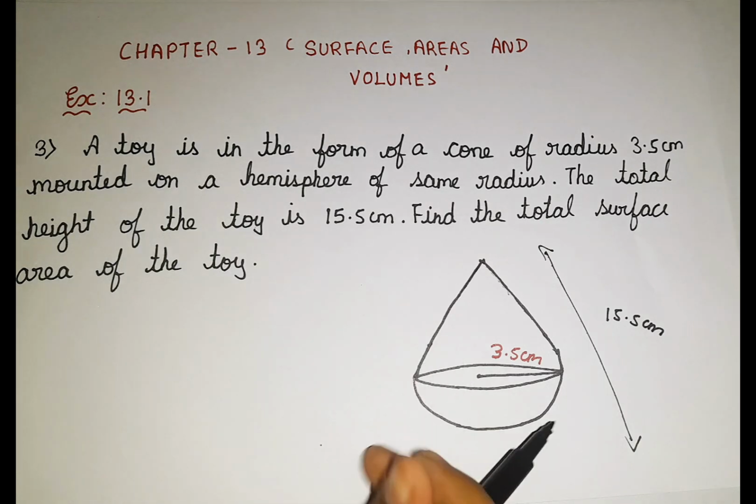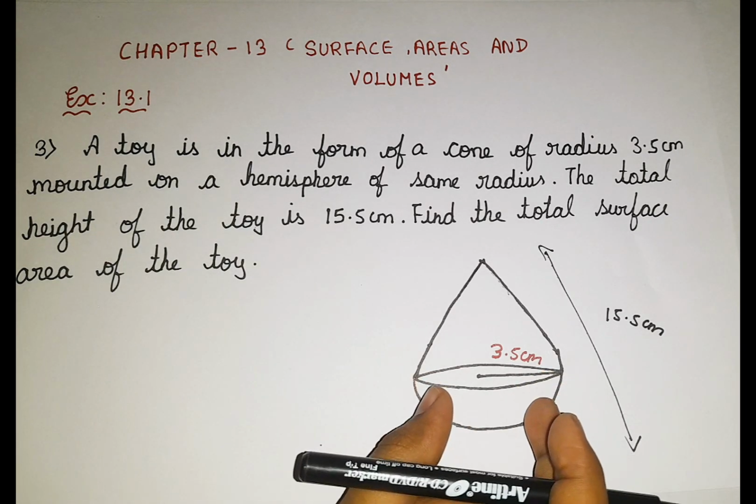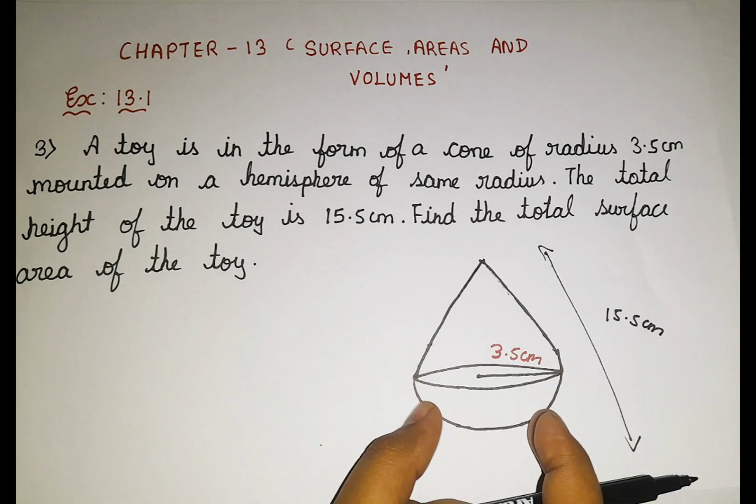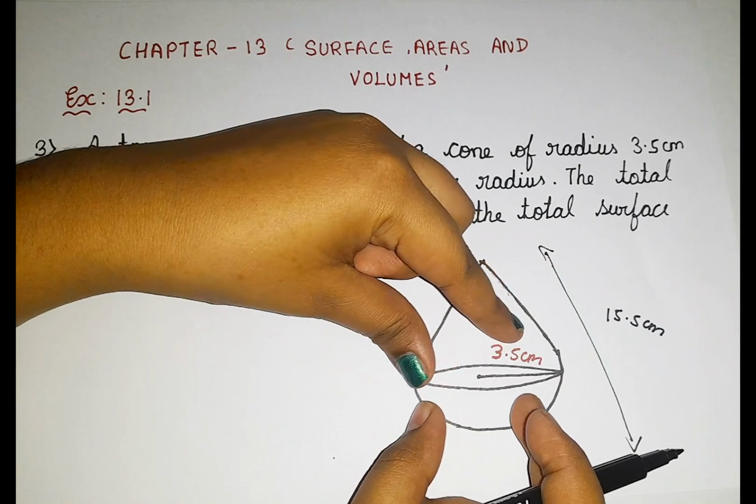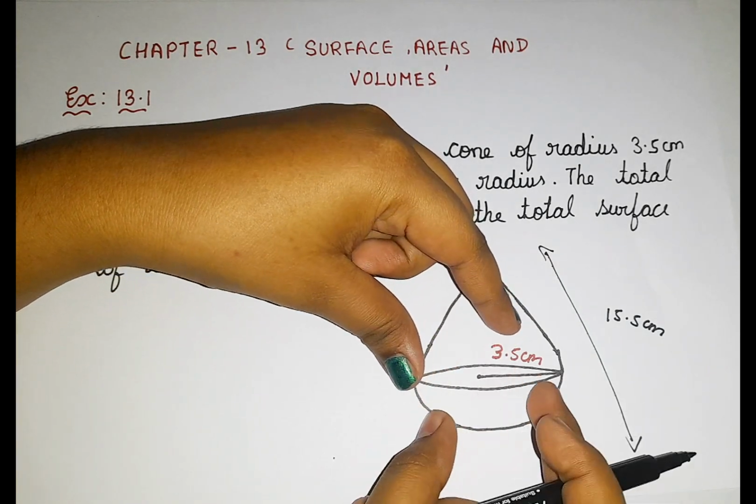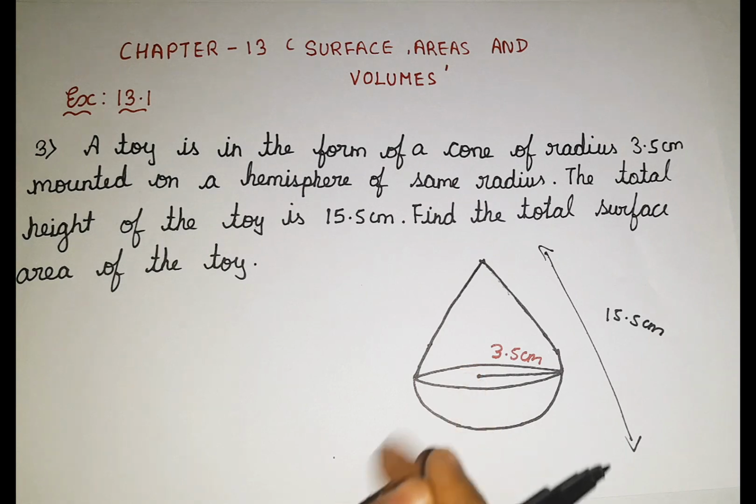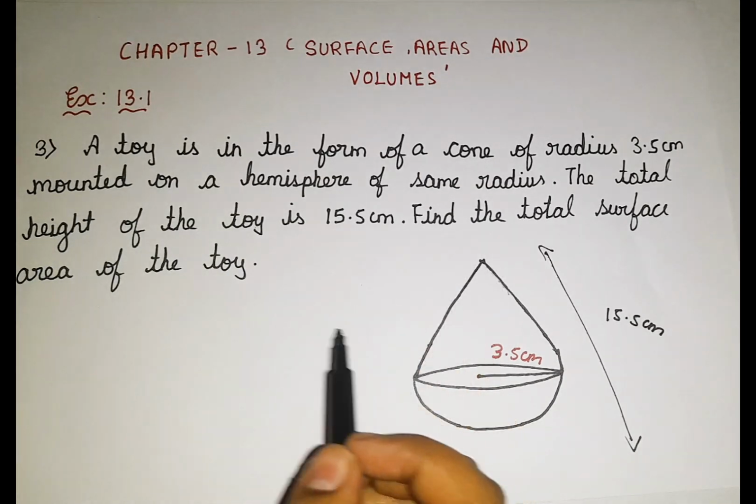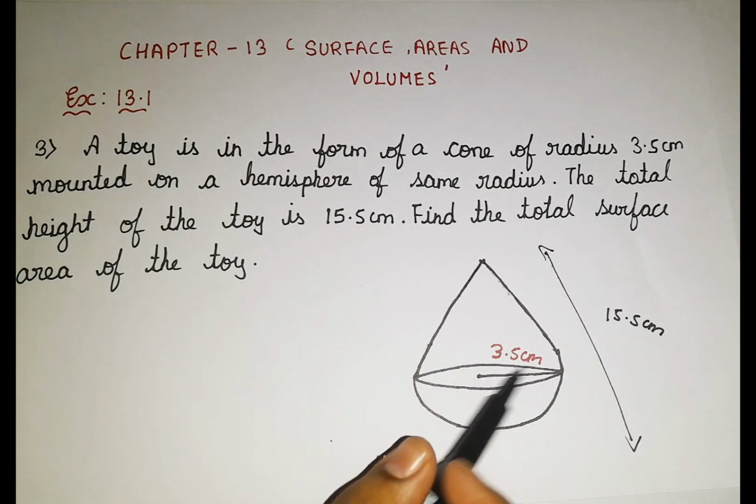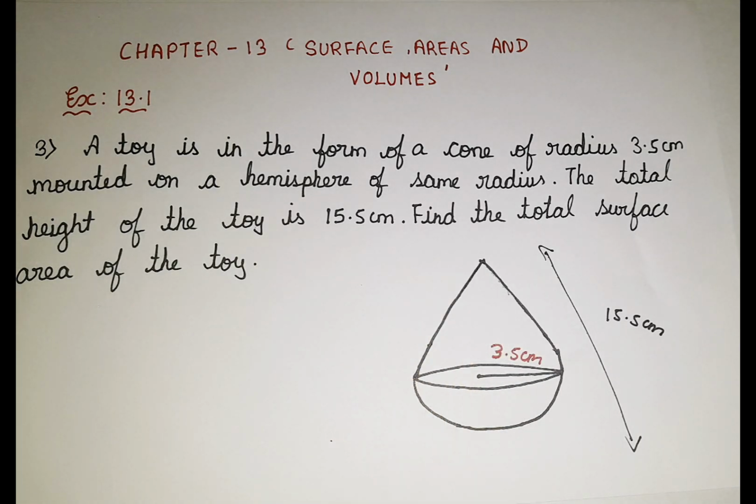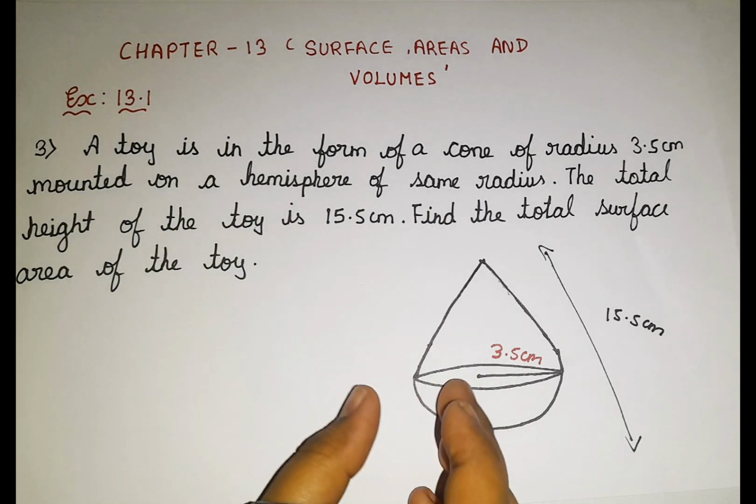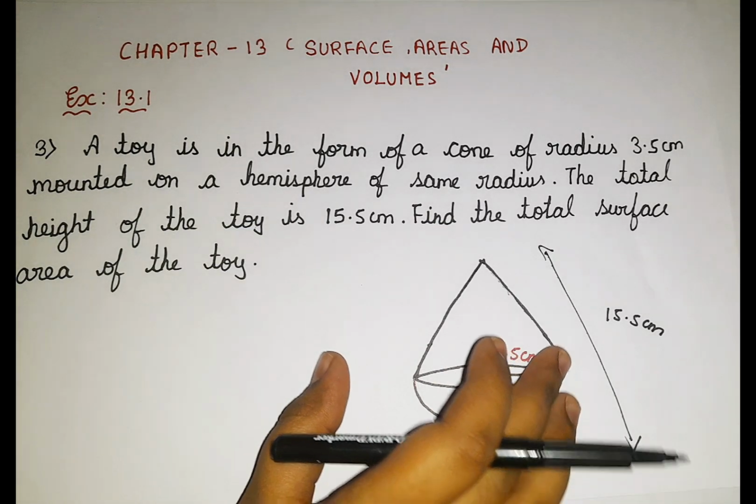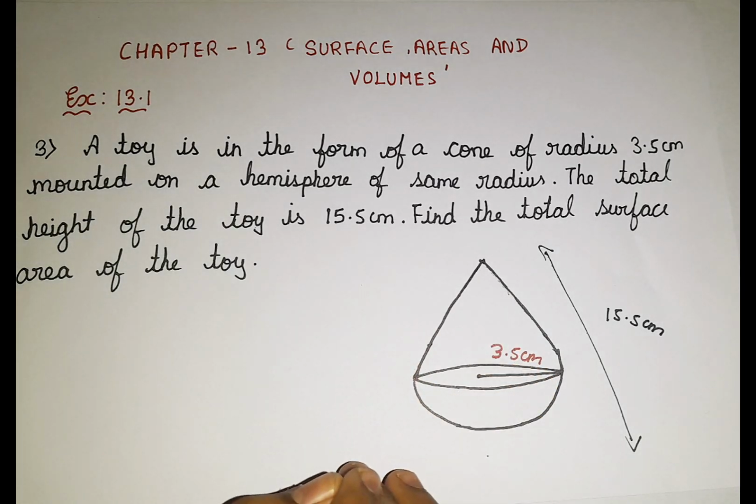Since both the shapes are mounted together, now it is a toy. Here you can see this is a cone and this is a hemisphere. After joining it, we got a toy. We are supposed to find the total surface area of the toy. Total surface area means this complete figure's total surface area. Total means complete. So we are supposed to find the complete surface area of this toy.